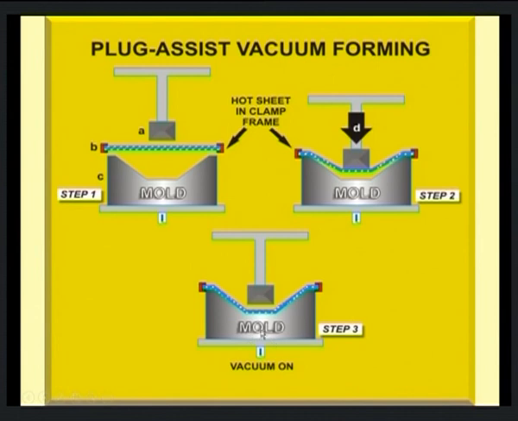In the third stage, the plug moves up and then a vacuum is applied at the bottom. There will be a vent that will release all the atmospheric air in a single shot. As a result, a huge vacuum will be created that will force this stretched plastic sheet to take the shape of the mold. So, this is plug assist vacuum forming.